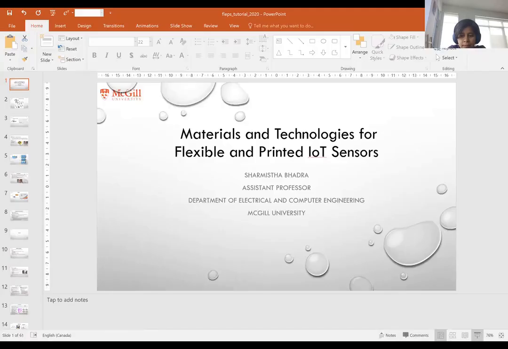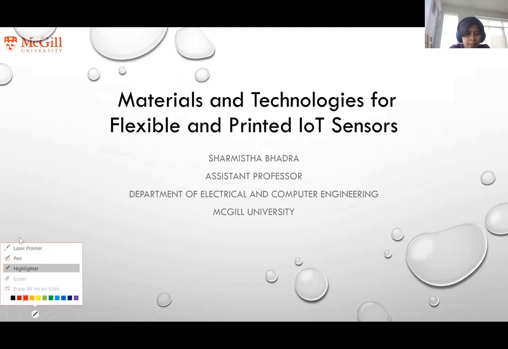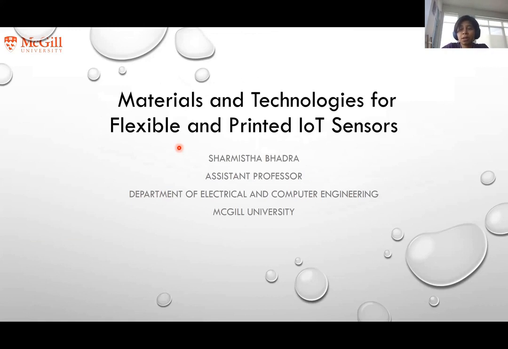So let me start sharing my slide. I guess you can see the slide now. As you can see, we're going to talk about materials and technologies for flexible and printed IoT sensors.